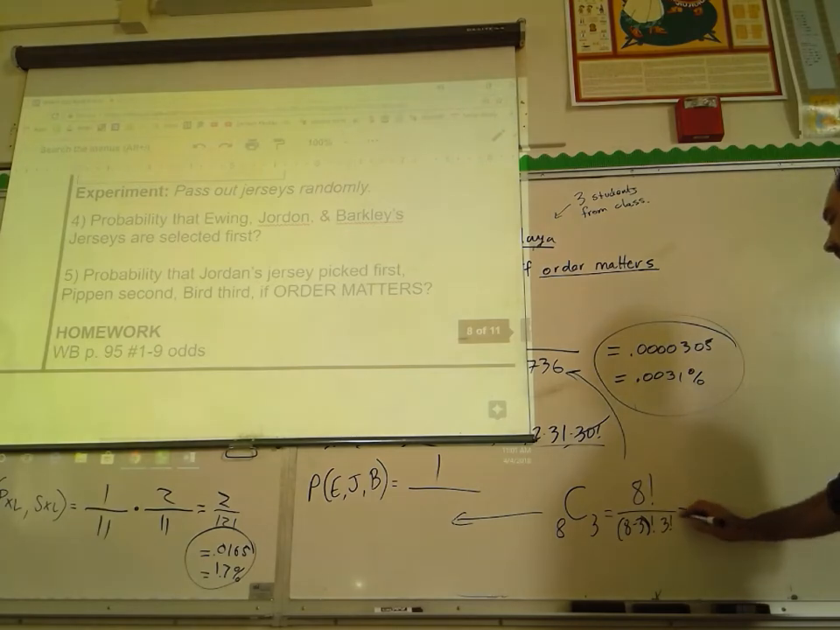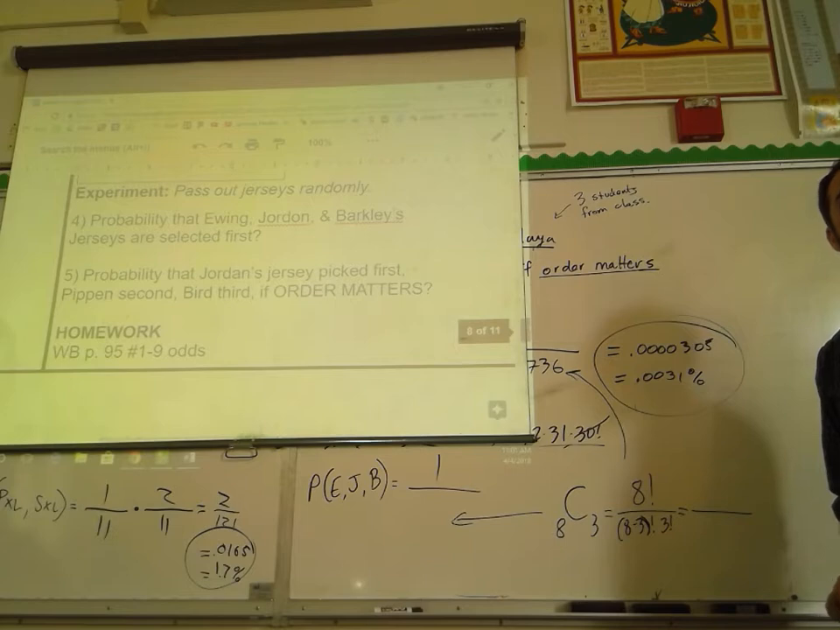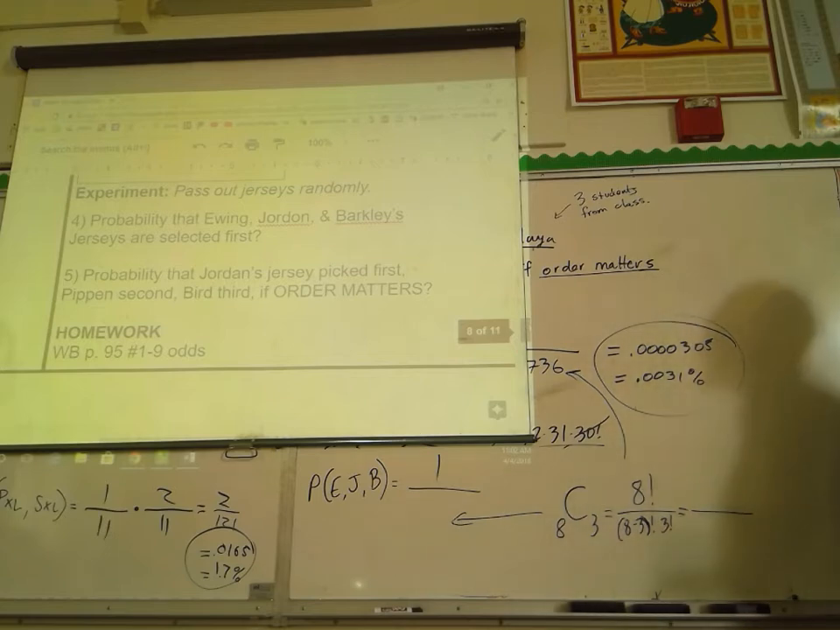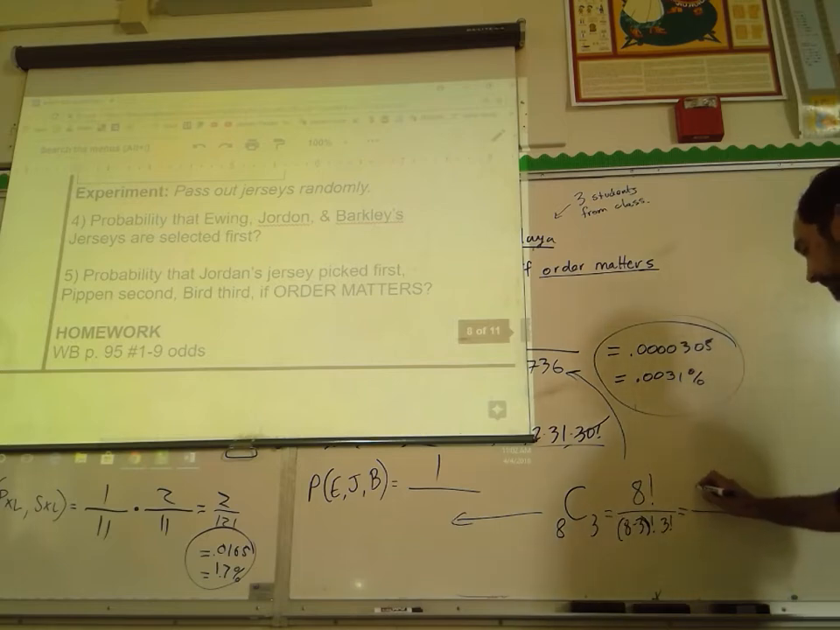Somebody tell me, how do I set up the top in order to cancel out one of those factorials on the bottom? Anybody? What do we do? Somebody, come on. Show you're clever. Yes, Malik. Good. 8, 7, 6, 5 factorial.